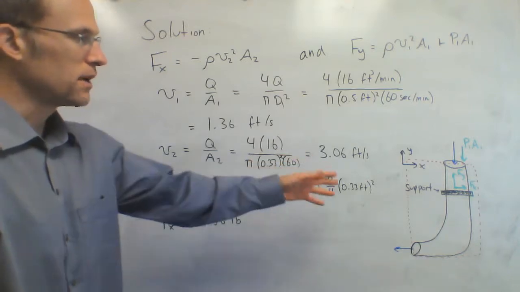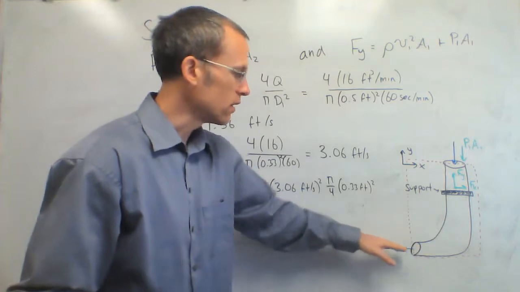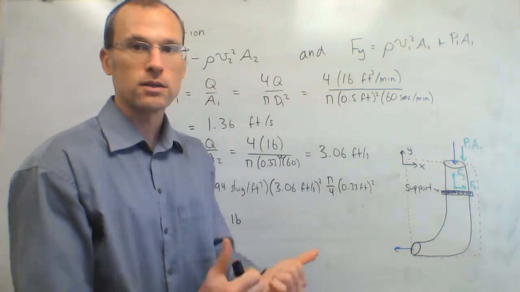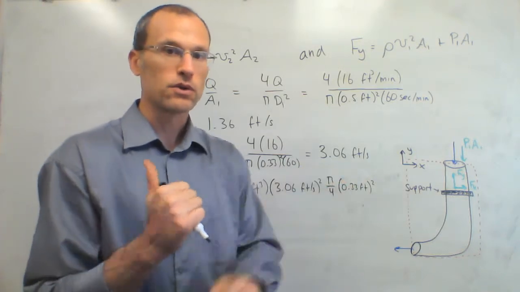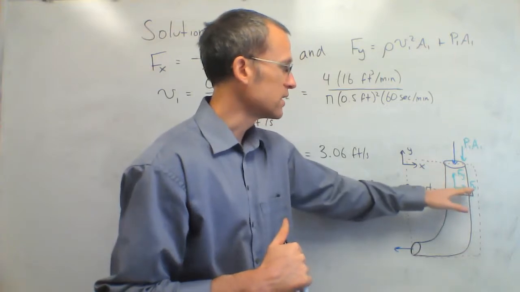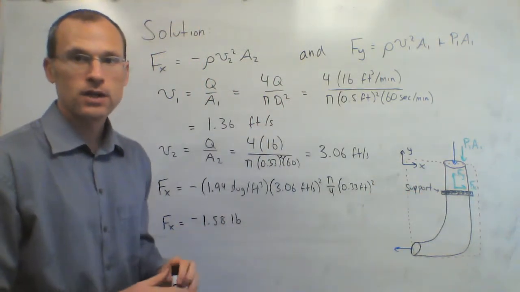This makes sense. If we have water coming down here, you can think of water being shot out of the bottom of this. That's going to want to push the other thing to the right. So basically the momentum of the water pushing backwards on this is going to want to make it move to the right. My Fx needs to hold it, so it needs to push back to the left with that same force of 1.58 pounds. If that makes sense.